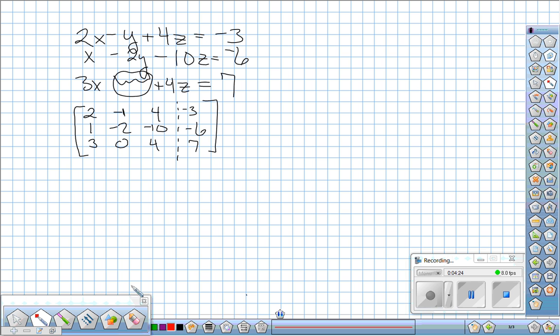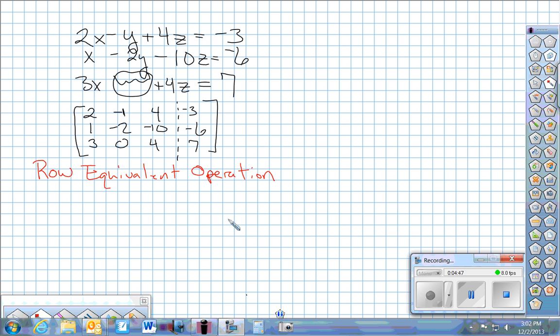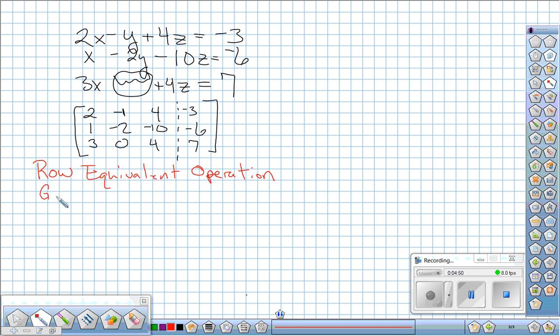Then we're going to use what we call row equivalent operations. We are going to use those to get it into Gaussian form. Not necessarily Gaussian form, but Gaussian elimination is what we're going to use. Gauss was a really famous mathematician, so we have Gaussian elimination to do that.